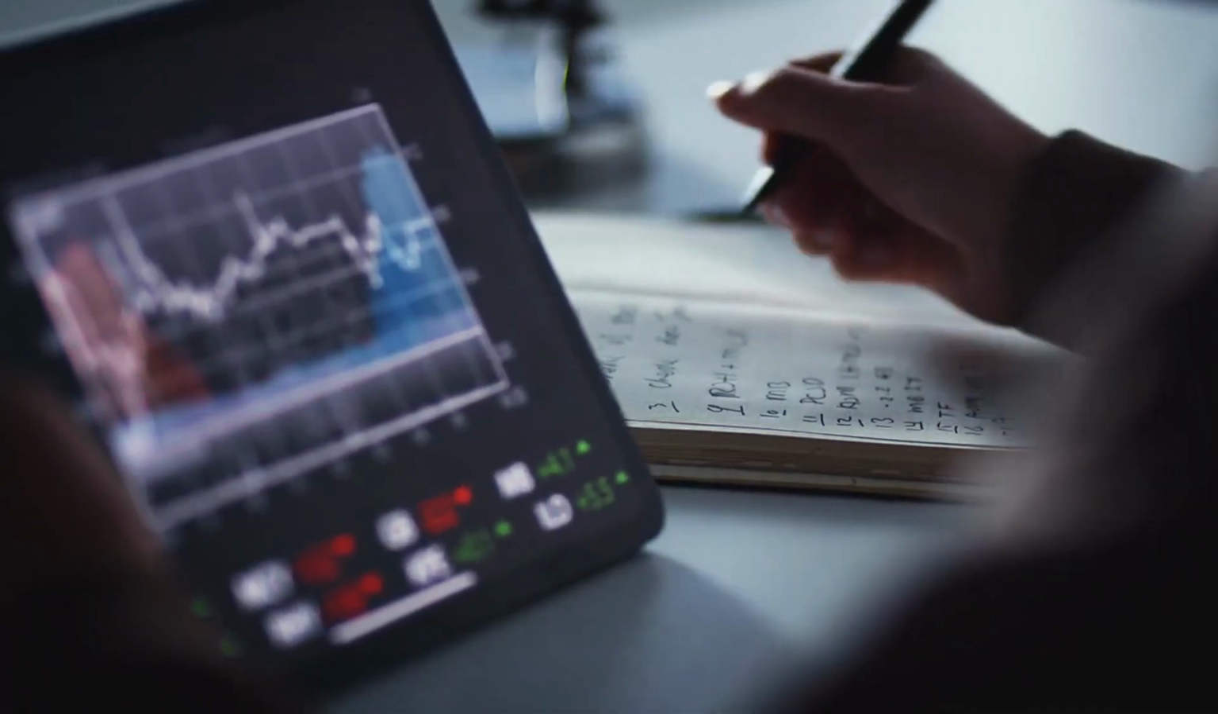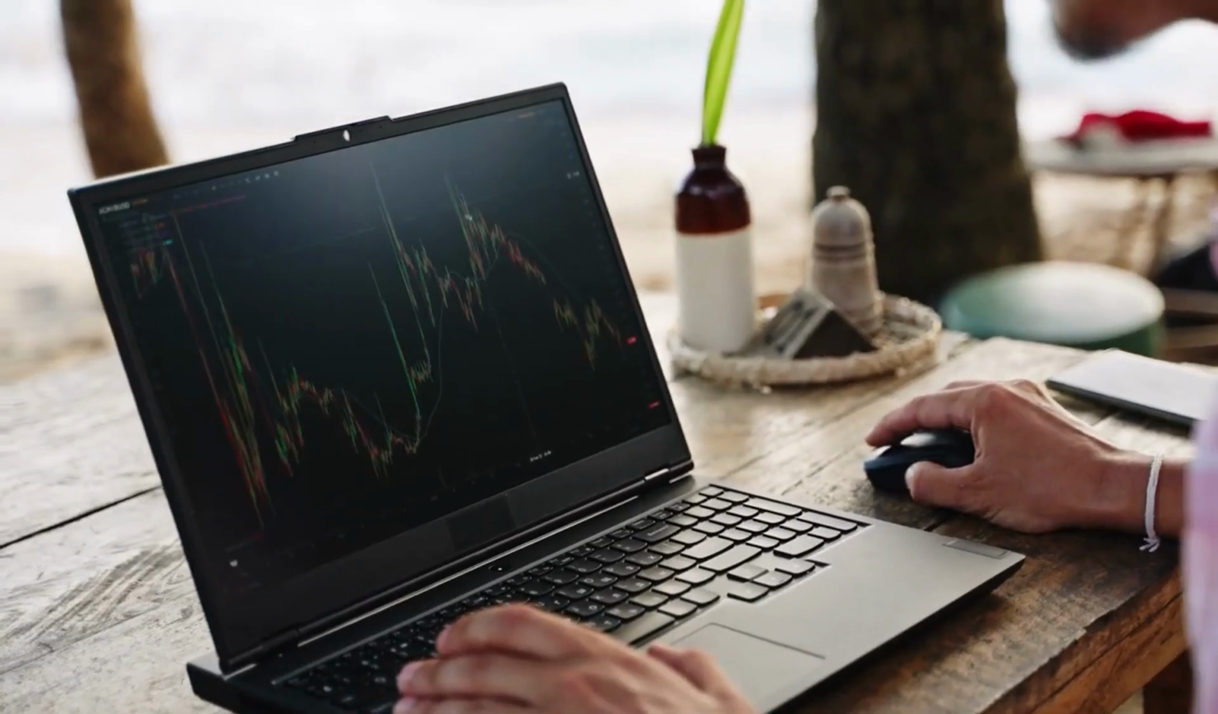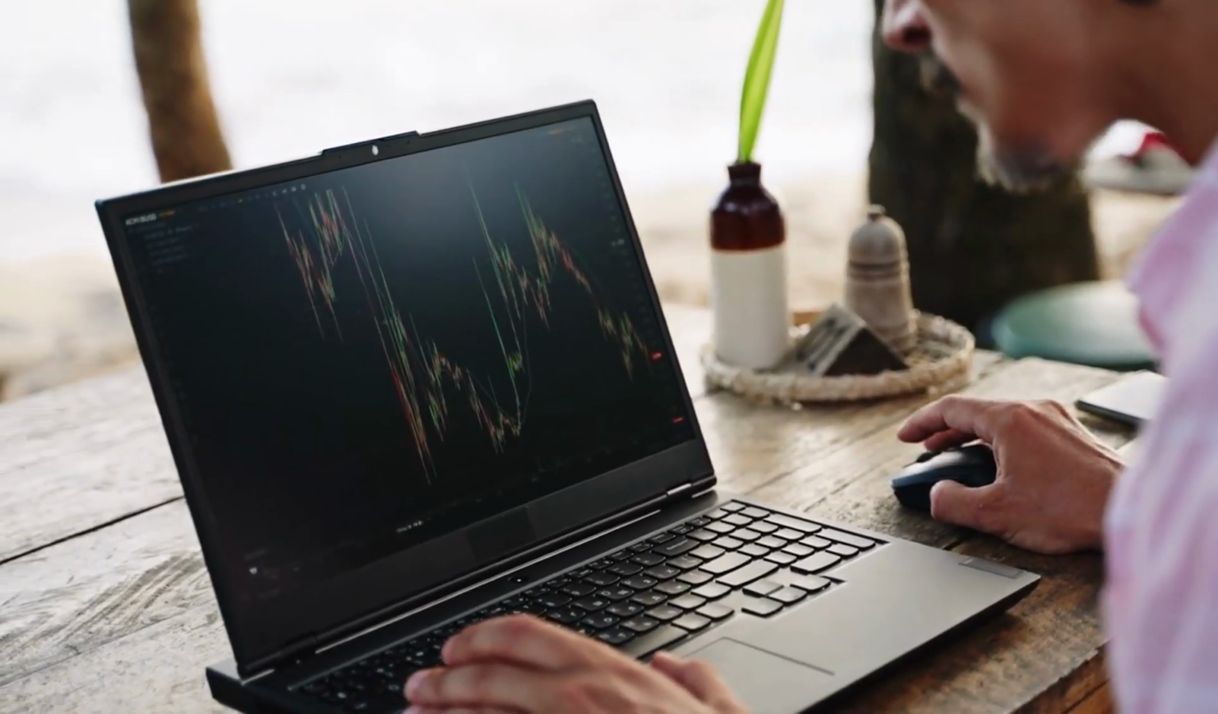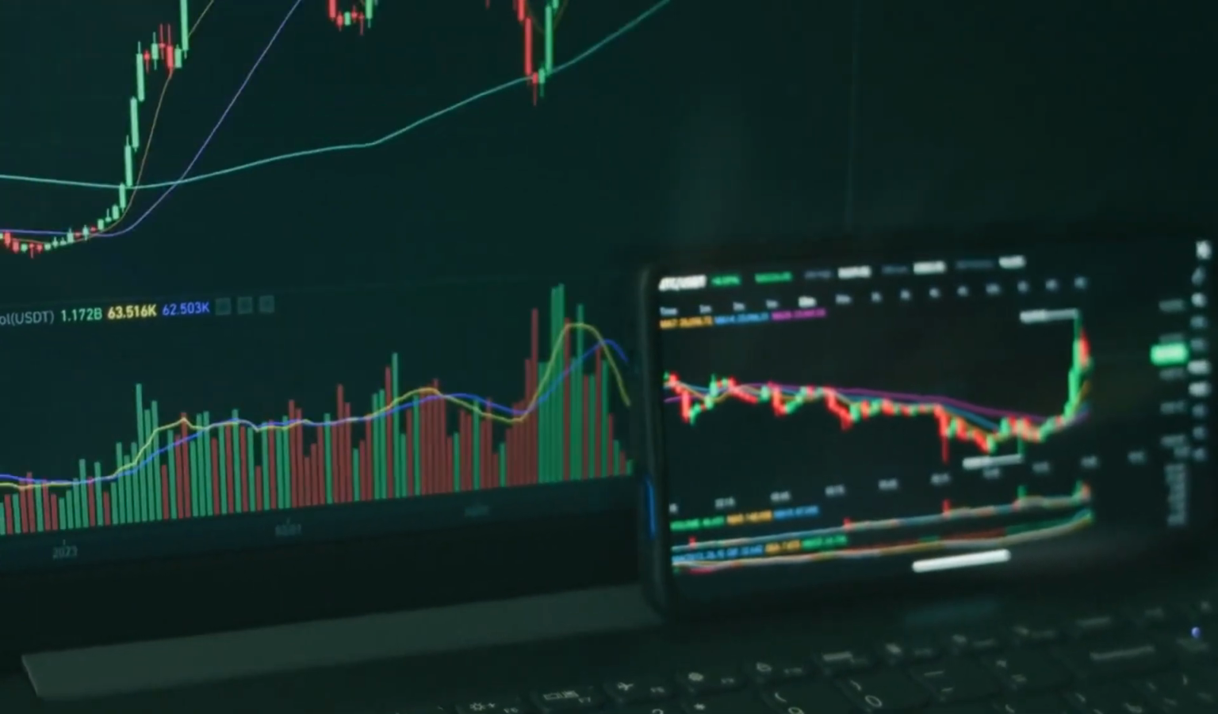Apps like Acorns and Stash excel at automating this process. When markets are high, you buy fewer shares. When they're low, you buy more. Over time, this creates a lower average cost per share. Historical data shows that consistent dollar cost averaging into index funds has generated 7 to 10% annual returns over decades. Start small and increase your contributions as your income grows.